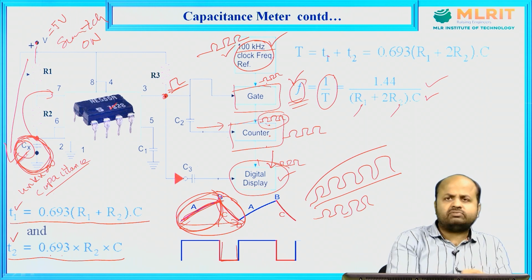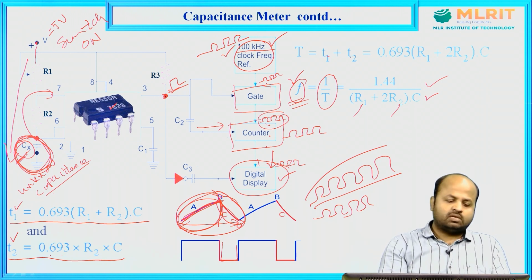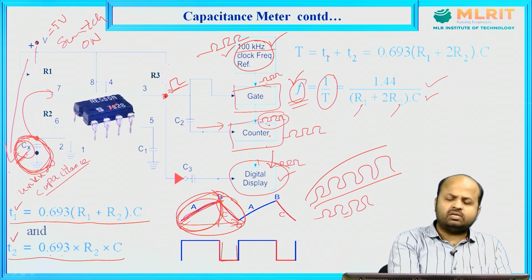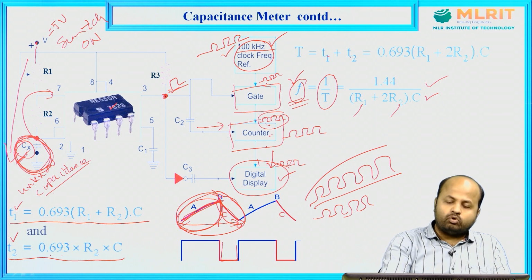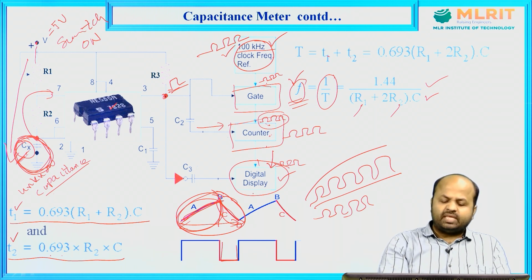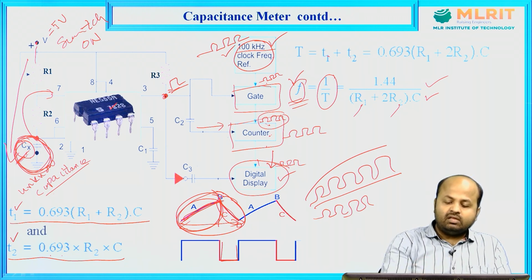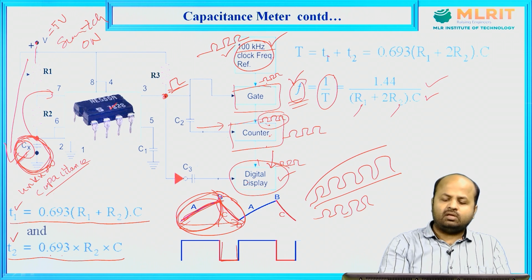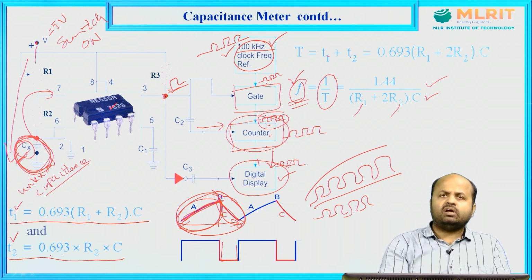Suppose the capacitance value is increasing, the counter will count more pulses. If the capacitance value is decreasing, the counter will count fewer pulses, and that more and less will be displayed on the digital display. So in this way, the capacitance value can be directly shown on the digital display with the help of the number of pulses counted by a counter.